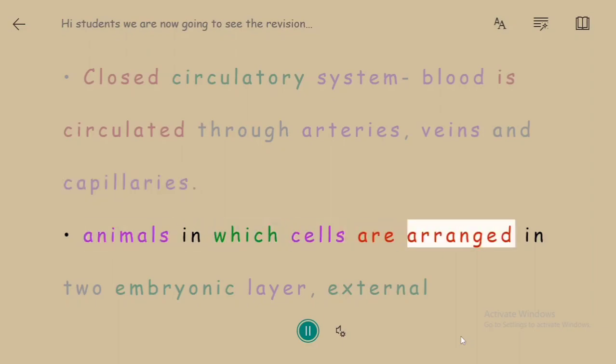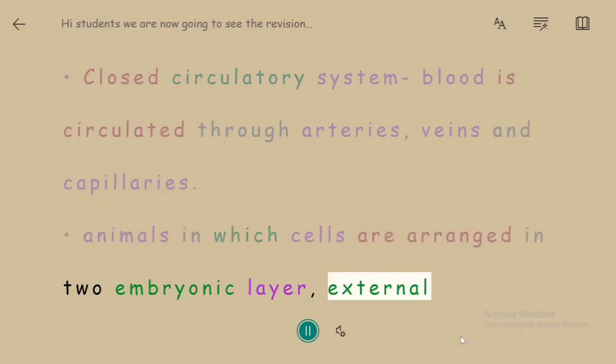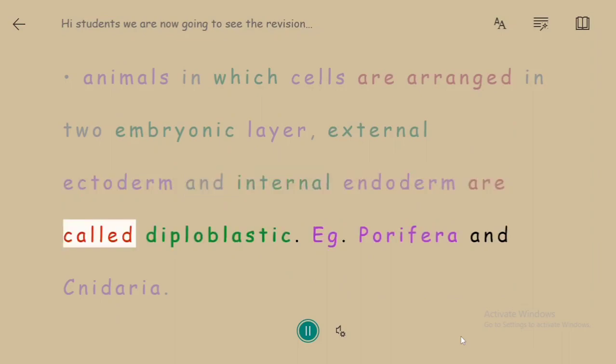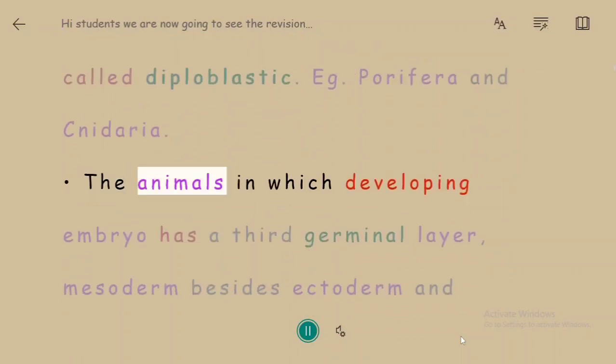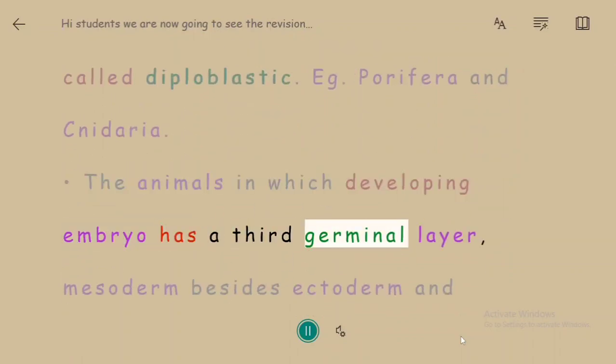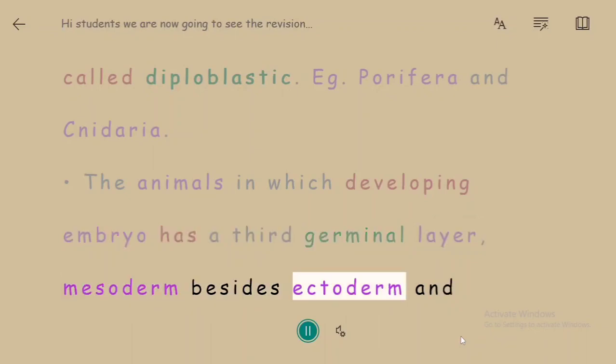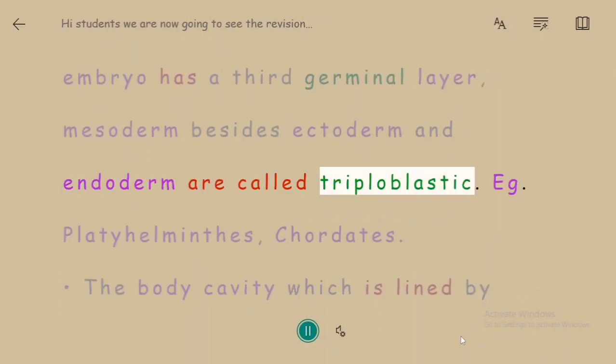Animals in which cells are arranged in two embryonic layers, external ectoderm and internal endoderm, are called diploblastic. For example, Porifera and Cnidaria. The animals in which the developing embryo has a third germinal layer, mesoderm, besides ectoderm and endoderm, are called triploblastic.